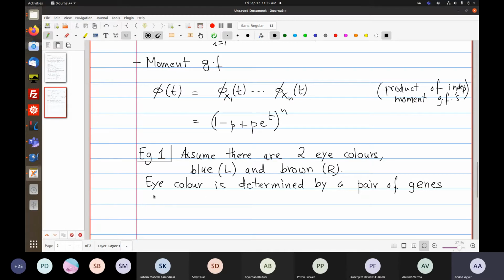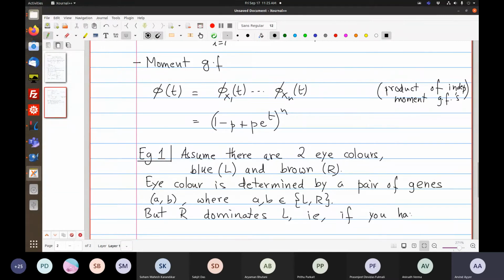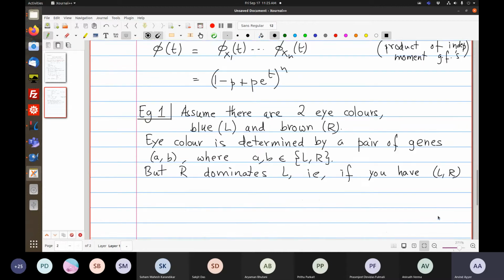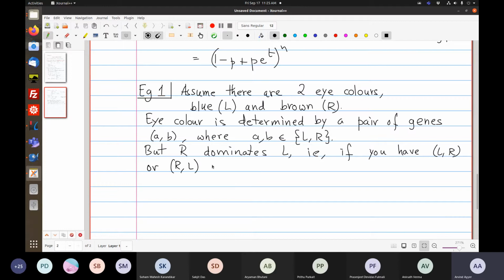Let's say AB, where A and B belong to the set L or R. So it's either LL, LR, RL, etc. But R dominates L, i.e., if you have LR or RL, your eye color is R. If there's one of each, there's one dominant gene, which in this case is R.